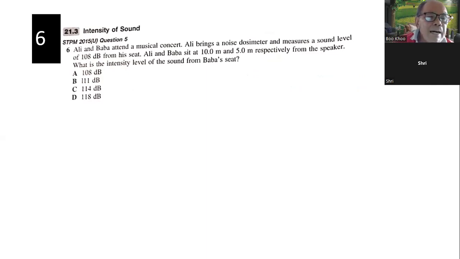Ali and Baba attend a musical concert. Ali brings a noise dosimeter and measures the sound level at 108 decibel from his seat. Ali and Baba sit at 10 meter and 5 meter respectively from the speaker. What is the intensity level of sound from Baba's seat?